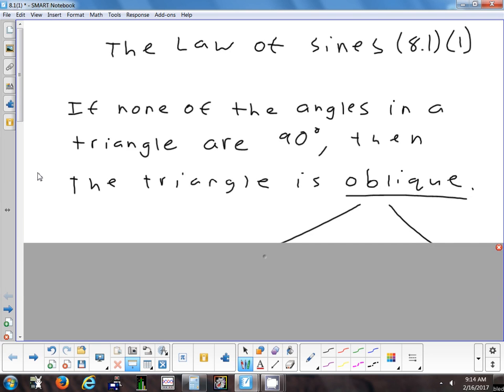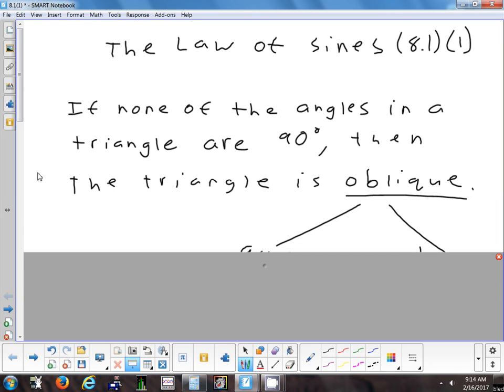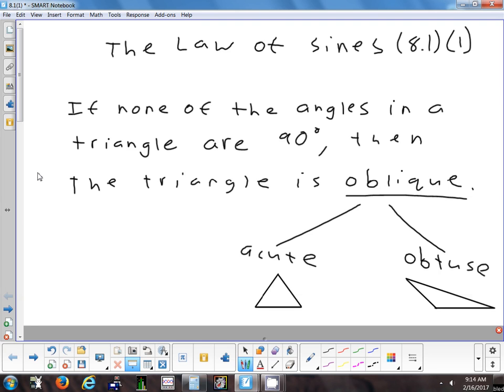Okay. So triangles that don't have a right angle in them are called oblique triangles. And there's really 2 types of oblique triangles you can have. You could have an acute triangle, and you could have an obtuse triangle. An example of an acute triangle that's oblique, a common one, think of equilateral. The angles are 60, 60, and 60.